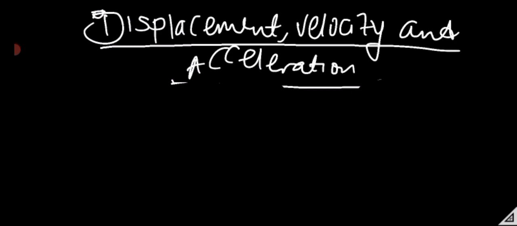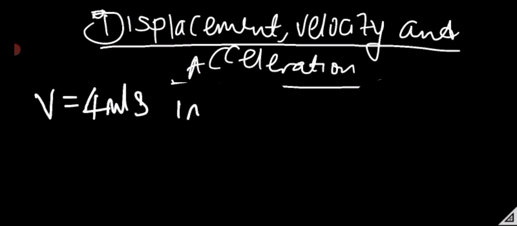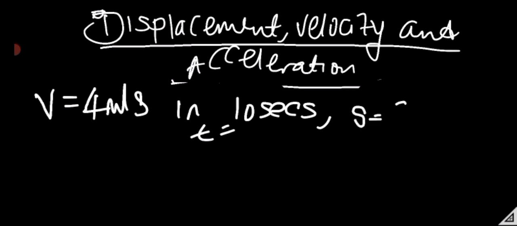Calculate the displacement of a boy moving with a velocity of 4 meters per second in 10 seconds. I won't write it down because of time. So it means that your time is 10 seconds. Now they say calculate the displacement, so that means small letter s, displacement, is unknown. So I told you how to solve problems in physics.